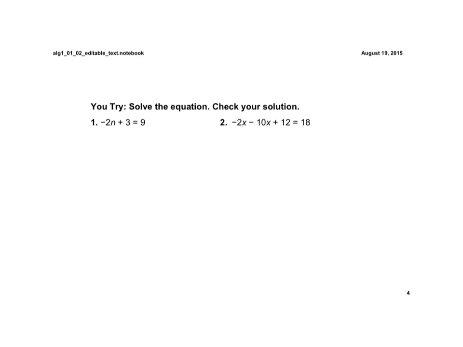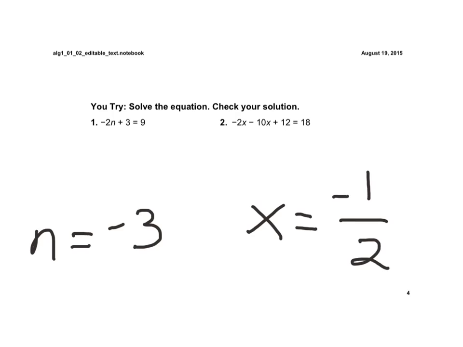Here I'd like you to stop and pause the video for a moment and attempt these two problems on your own. After you restart it, I'll reveal the answer to each one. All right, on number 1, the answer you should have gotten is n is equal to a negative 3. And for number 2, which is a little trickier, your answer should have been x is equal to a negative 1/2. Now don't freak out if you got those wrong. Just come to class tomorrow with questions of why the answers are that way.